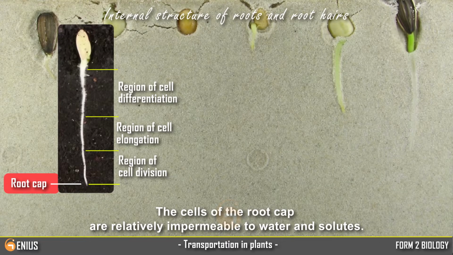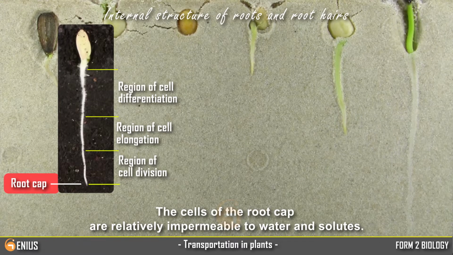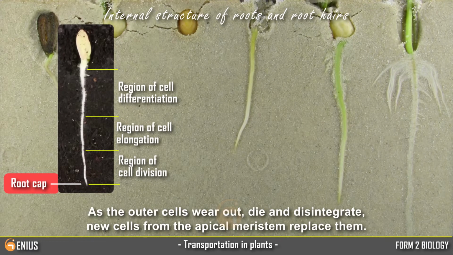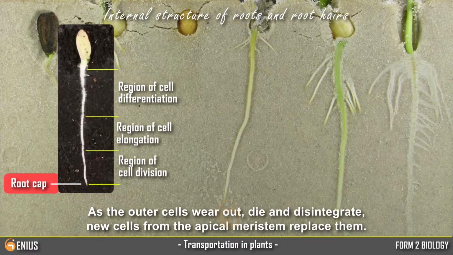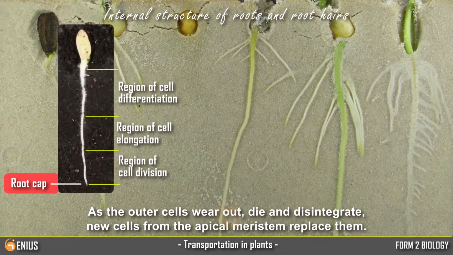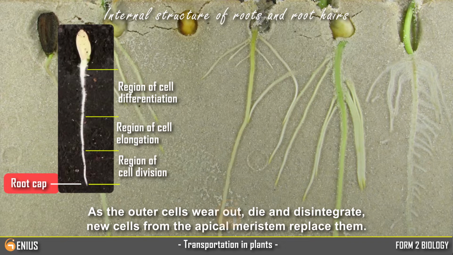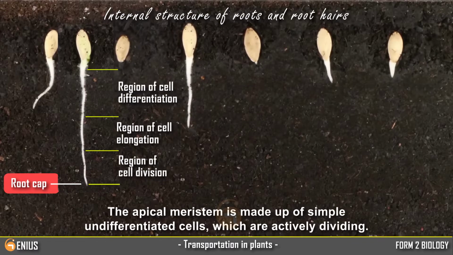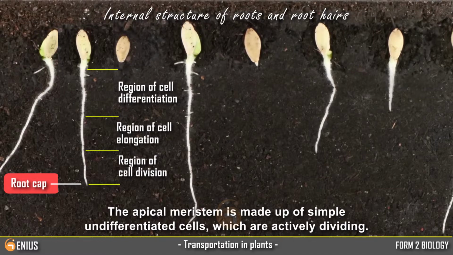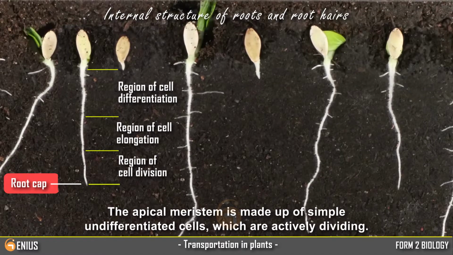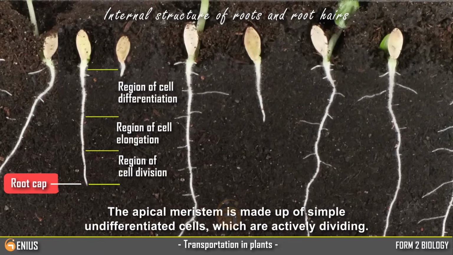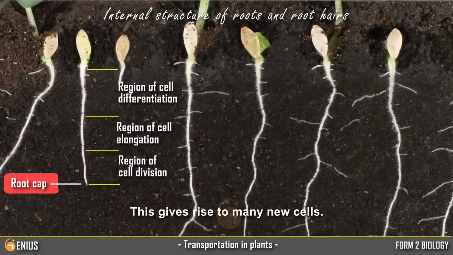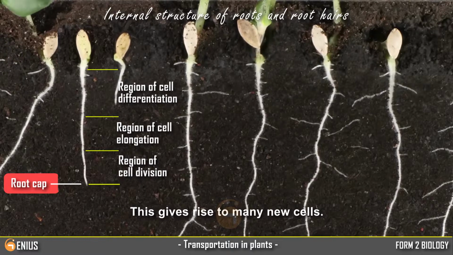The cells of the root cap are relatively impermeable to water and solutes. As the outer cells wear out, die and disintegrate, new cells from the apical meristem replace them. The apical meristem is made up of simple undifferentiated cells, which are actively dividing. This gives rise to many new cells.